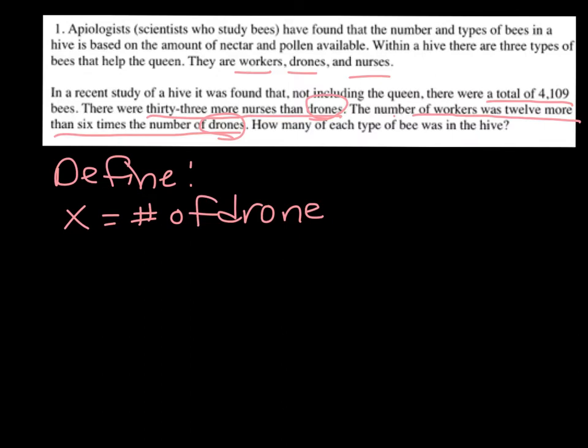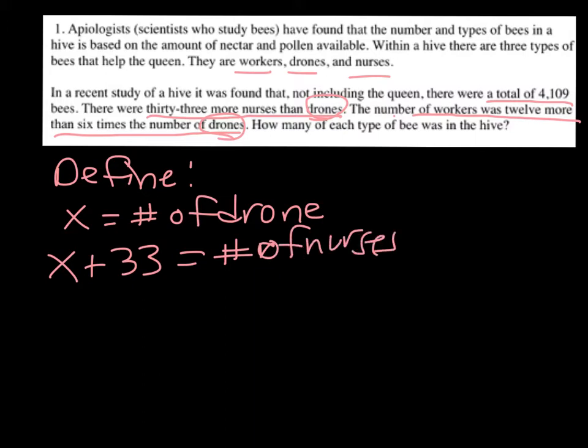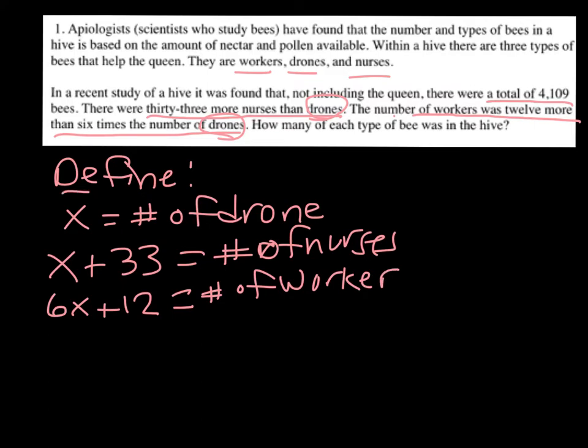And then as far as the nurses, it says that there were 33 more nurses than drones. So if I take the drones and add 33, that's going to be the number of nurses. And the number of workers was 12 more than 6 times the number of drones. So 6 times the number of drones plus 12, that's going to be the number of workers. This is what I would expect, and I would think most teachers would expect, for you to do for the define.